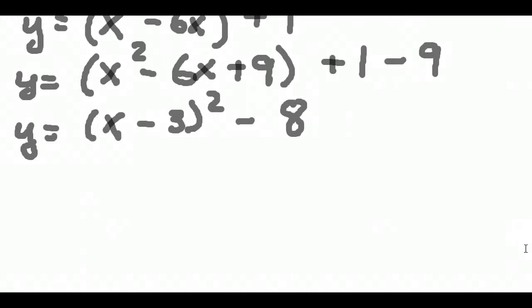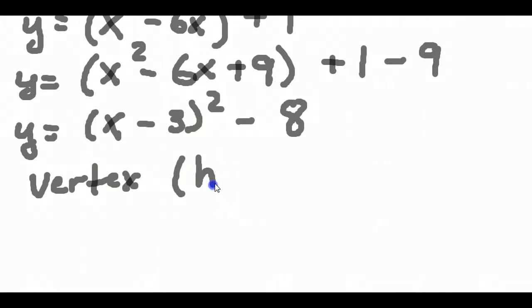Now it's in the right format. It's in our x minus h squared minus 8. So now we can go look at all the pieces that we have. So when we're looking at our vertex, our vertex is the h comma k. So our vertex, that point is our h comma k inside parentheses.